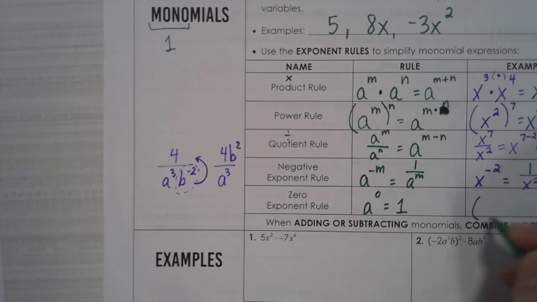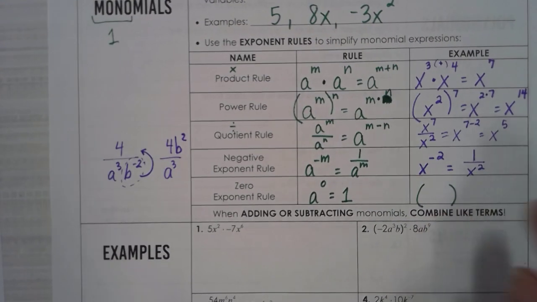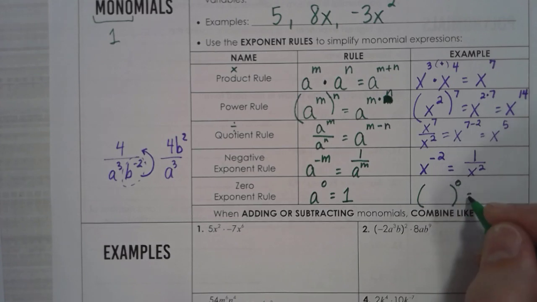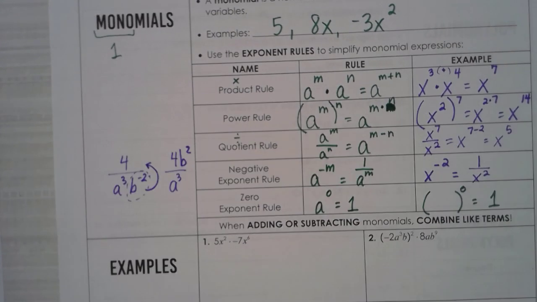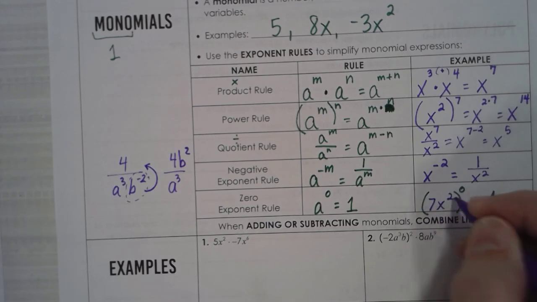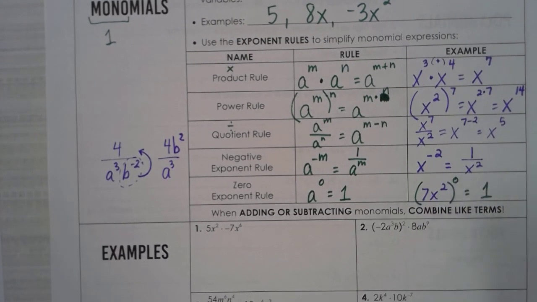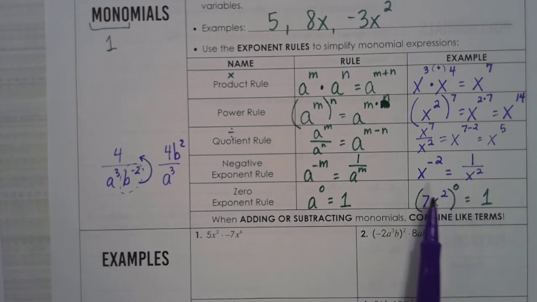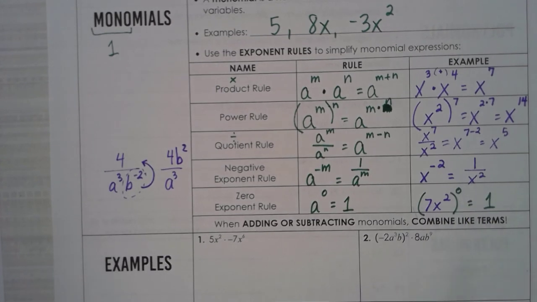So if you have a whole bunch of stuff, I can put whatever I want in here. If I have a 0 out here, my answer is going to be 1. So this could be like 7x squared. It doesn't matter what's in there. It could be a fraction, it could be anything. As long as that whole thing is raised to the 0 power, it's going to be 1.